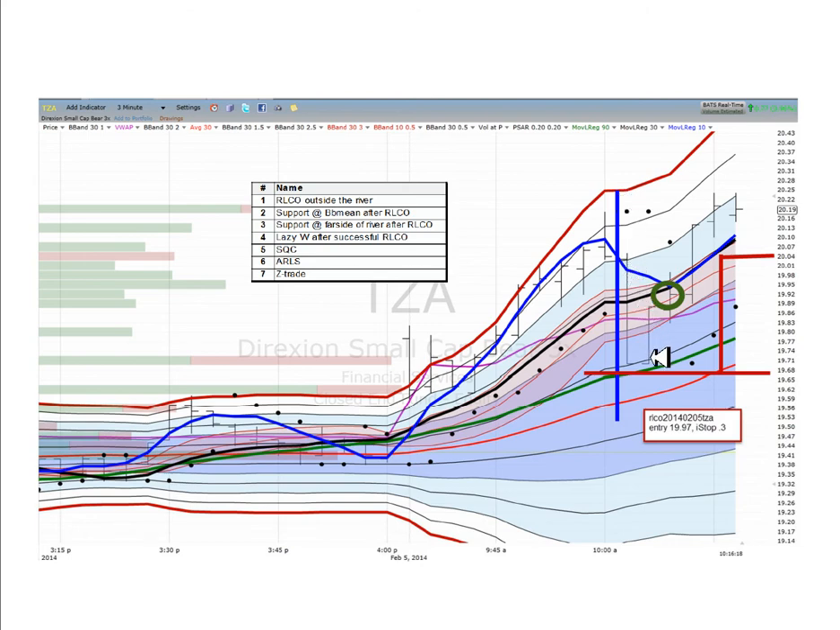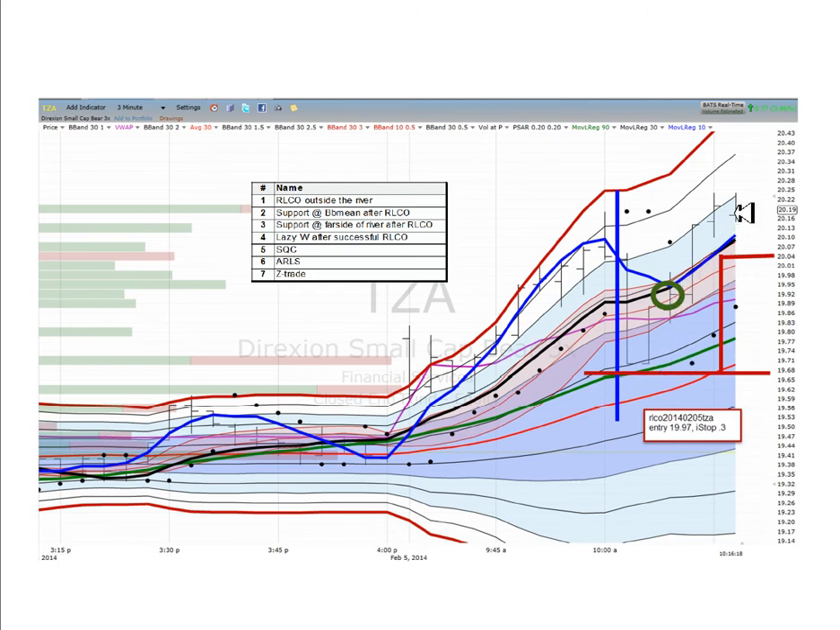So I start stalking it. It comes back, finds support above the river. I see a 1, 2, 3, higher low, takes out the high. This looked like the anomaly right here and continuing to go. So we take this trade at 19.97, 30-cent stop, gets it below this excursion.